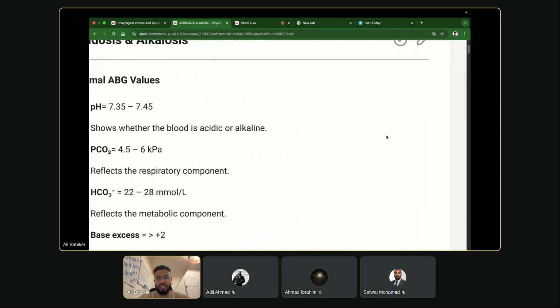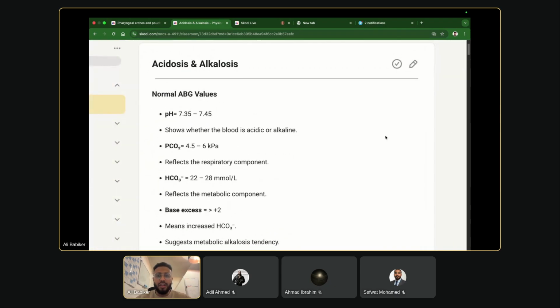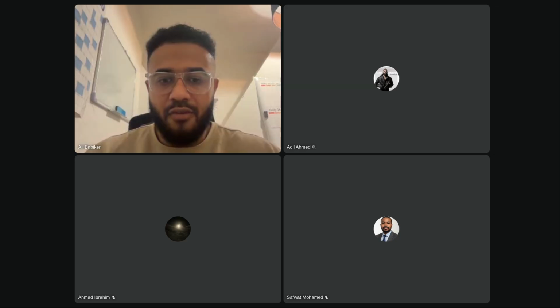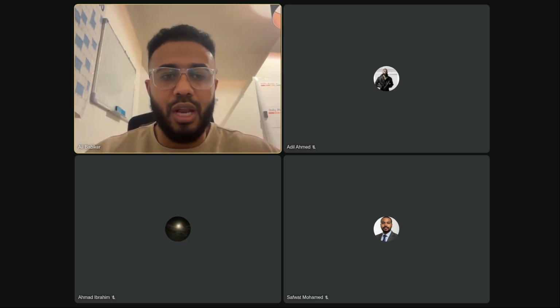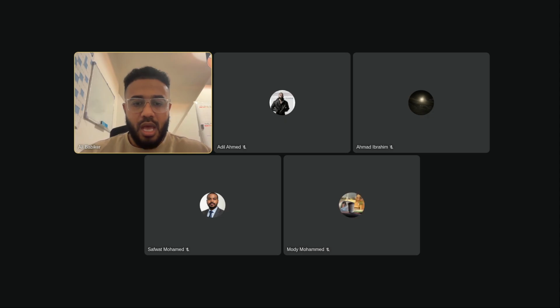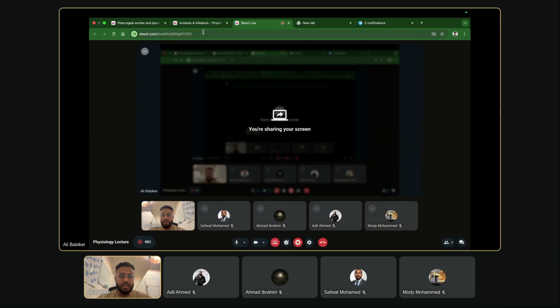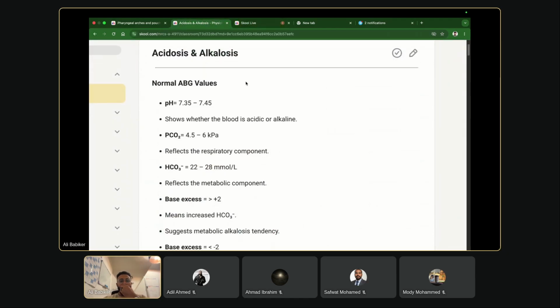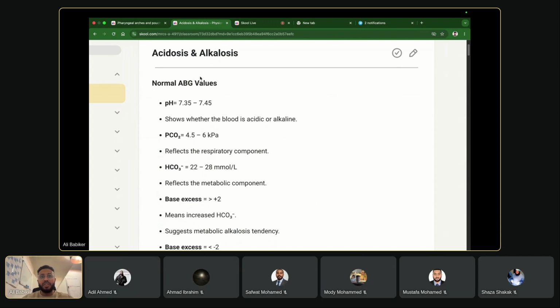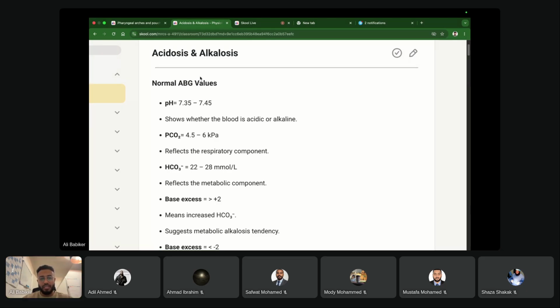Acidosis and alkalosis is very important for you to understand for your life, not just for your exam. Very crucial. You will definitely need to analyze acid-base balance throughout your career. In the exam they will give you these numbers. However, if you memorize them, that will be better for you and will make it easier for your exam.